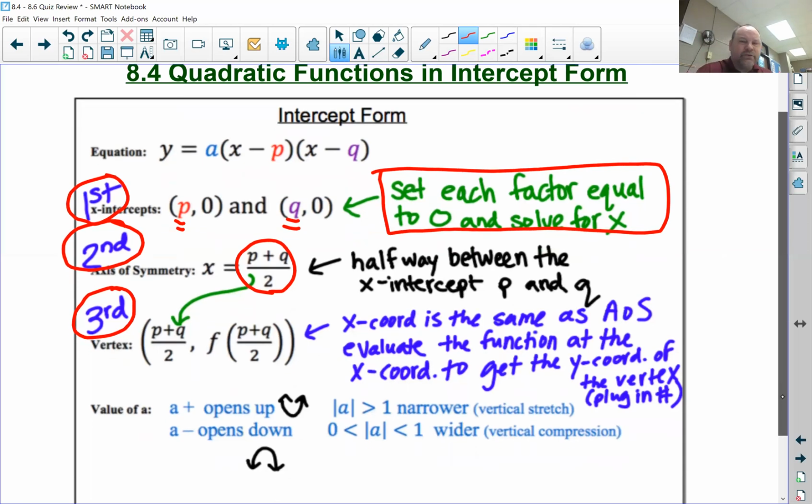And as always, with any of our forms for quadratic functions, if a is positive, it means our parabola opens up. If a is negative, it opens down. If the absolute value of a is bigger than 1, it's going to be a narrower opening. So if a was -4, it would open down and be narrow. If the absolute value of a is between 0 and 1, it's a wider opening. If a was positive 2/3, it would open up and be wide, wider than if a is 1.